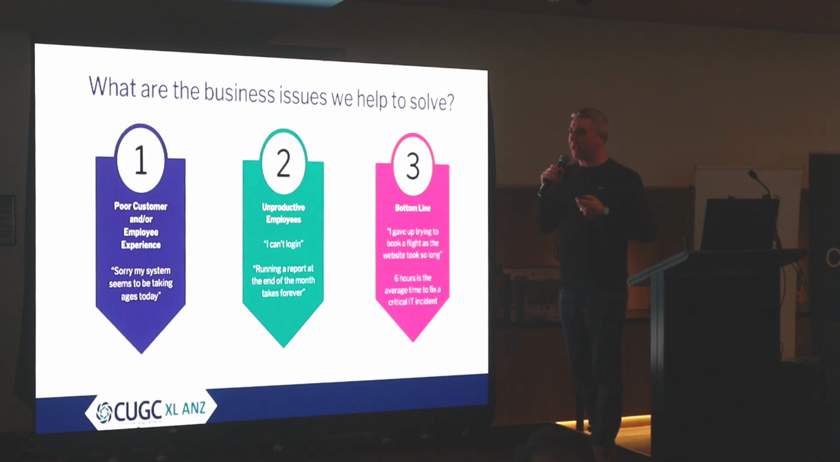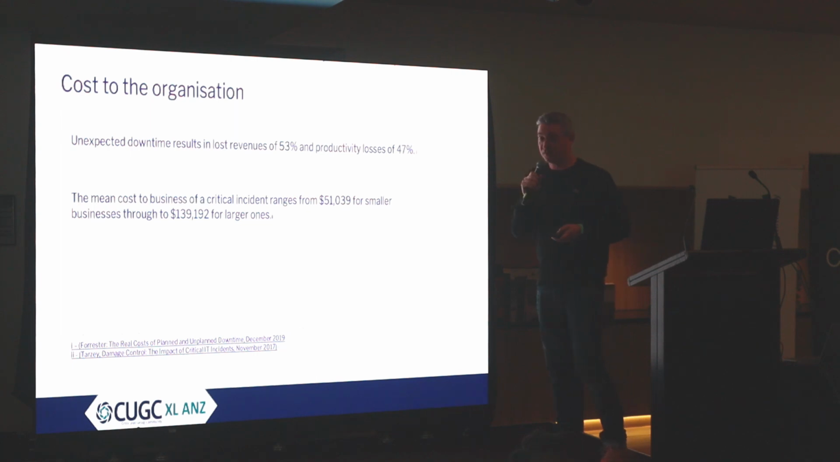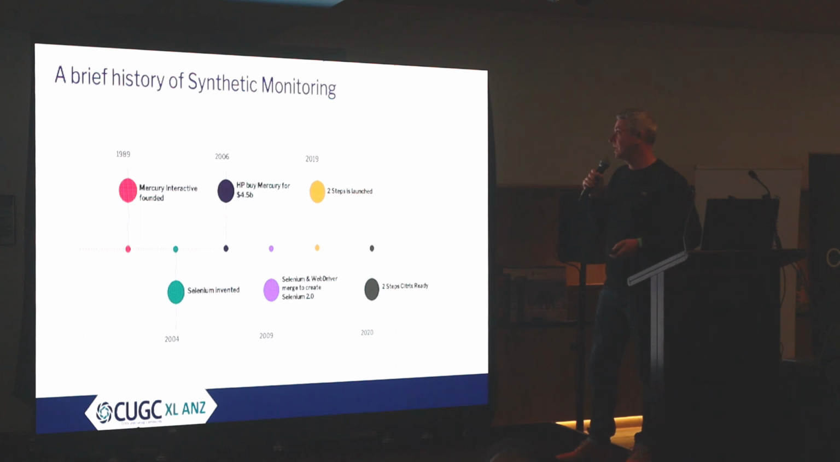If it's a customer-facing website, it might be, do you know what, I just gave up and I went to a competitor because I couldn't book the flight. Six hours is the average time to fix a critical IT incident. So there are real hard costs to poor customer experience, or poor employee productivity. And this is some of the cost to the organization. Unexpected downtime results in lost revenue of 53%, and that ranges up to $140,000 for large companies and IT incidents. So it's a real cost to the business.